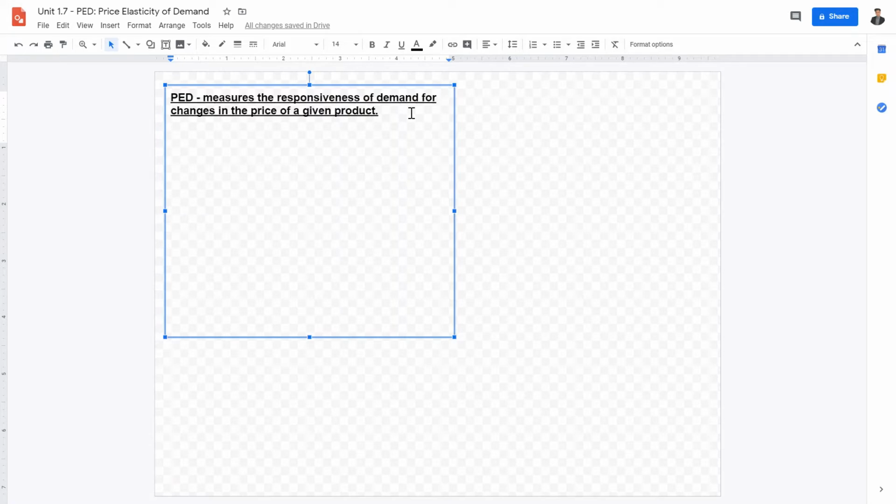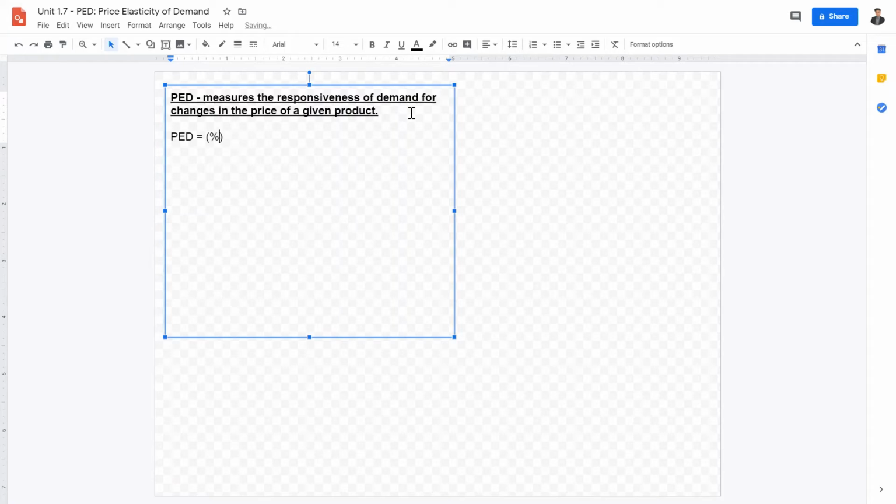Okay, so the PED is calculated by a very simple formula, but you need to be able to memorize this, because especially for HL students, when it comes to Paper 3, memorizing equations and being able to calculate PED is very important.